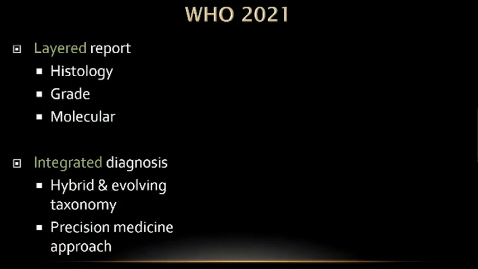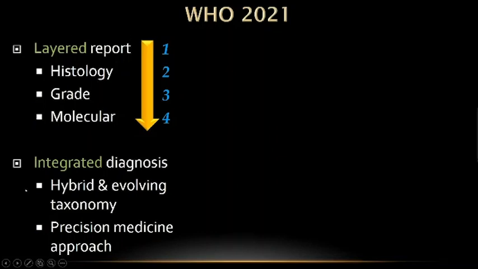So the World Health Organization 2021 is very new, hot off the press. I think the print edition is actually still in the works, but you can check it online and subscribe. But there's this concept of the layered report, which has really evolved from the prior edition. Traditionally we look at histology, so we look at slide and morphologic characteristics. We look at tumor grade from 1 to 4. And then we also look now more at molecular testing. So it's really all of these layers together providing an integrated diagnosis.